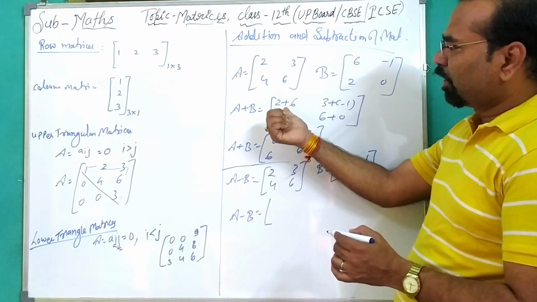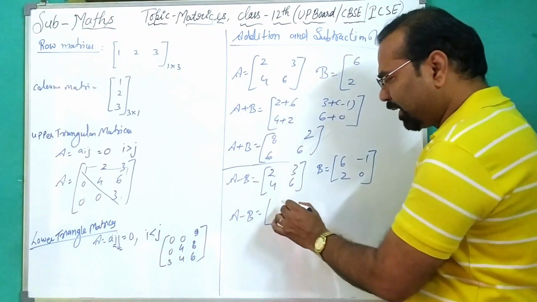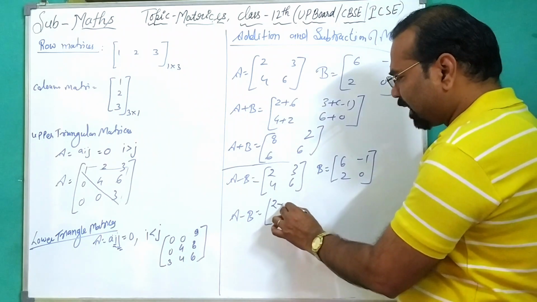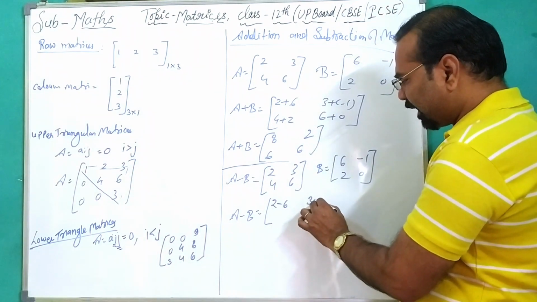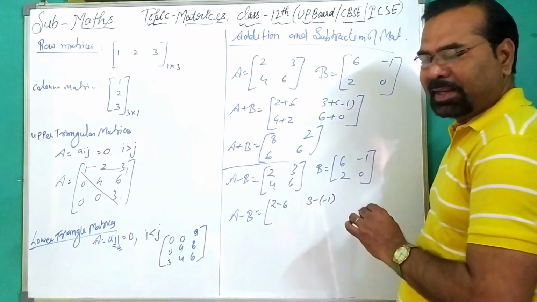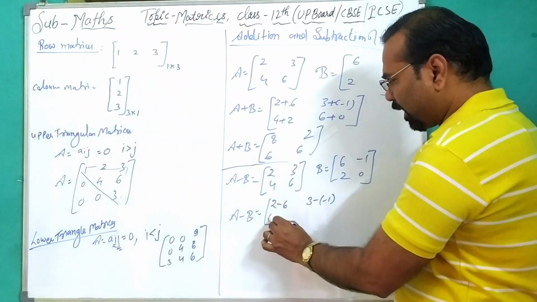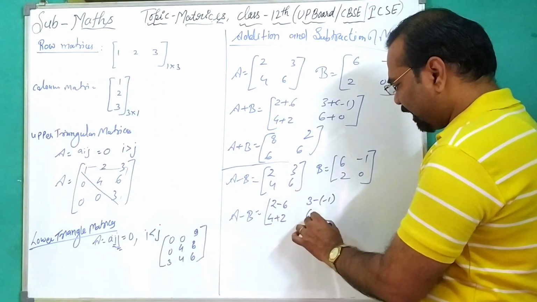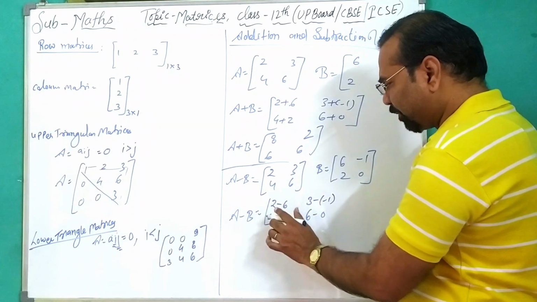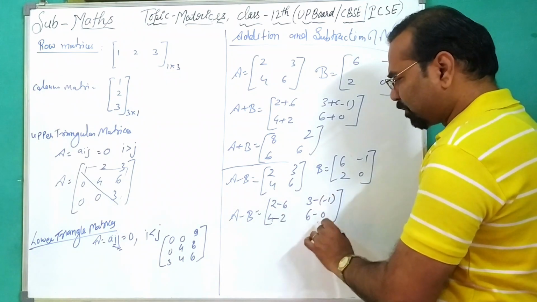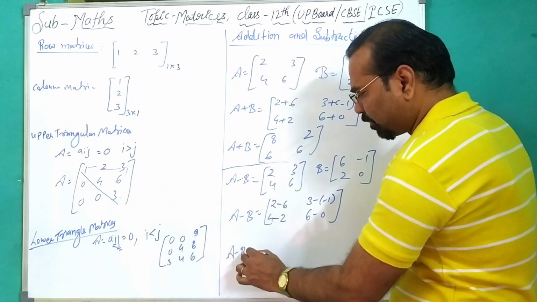In the previous question we did the addition. Here we do the subtraction. 2 minus 6, then 3 minus minus 1, then 4 minus 2, and 6 minus 0. Sorry, that is a minus sign; we are using subtraction. So what is A minus B?